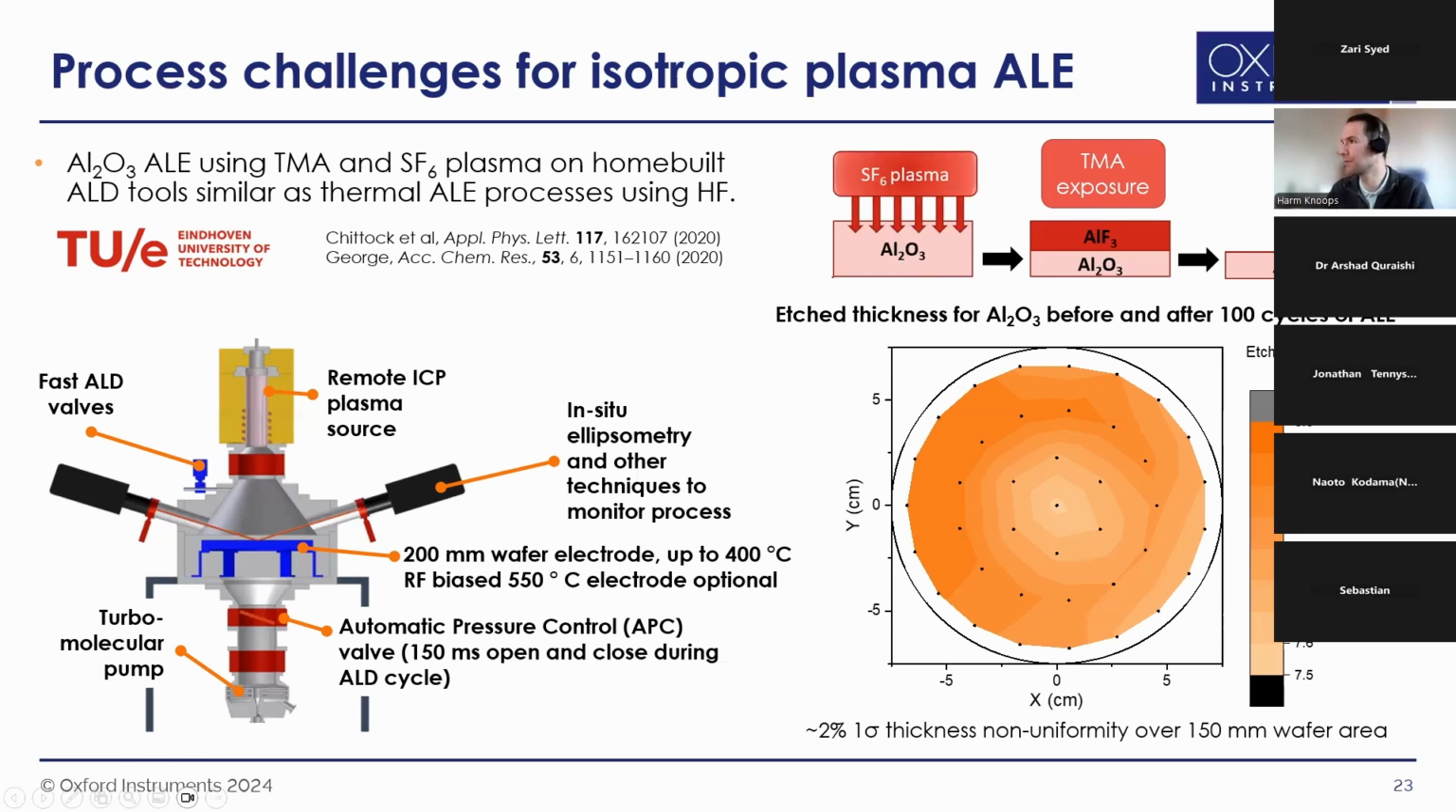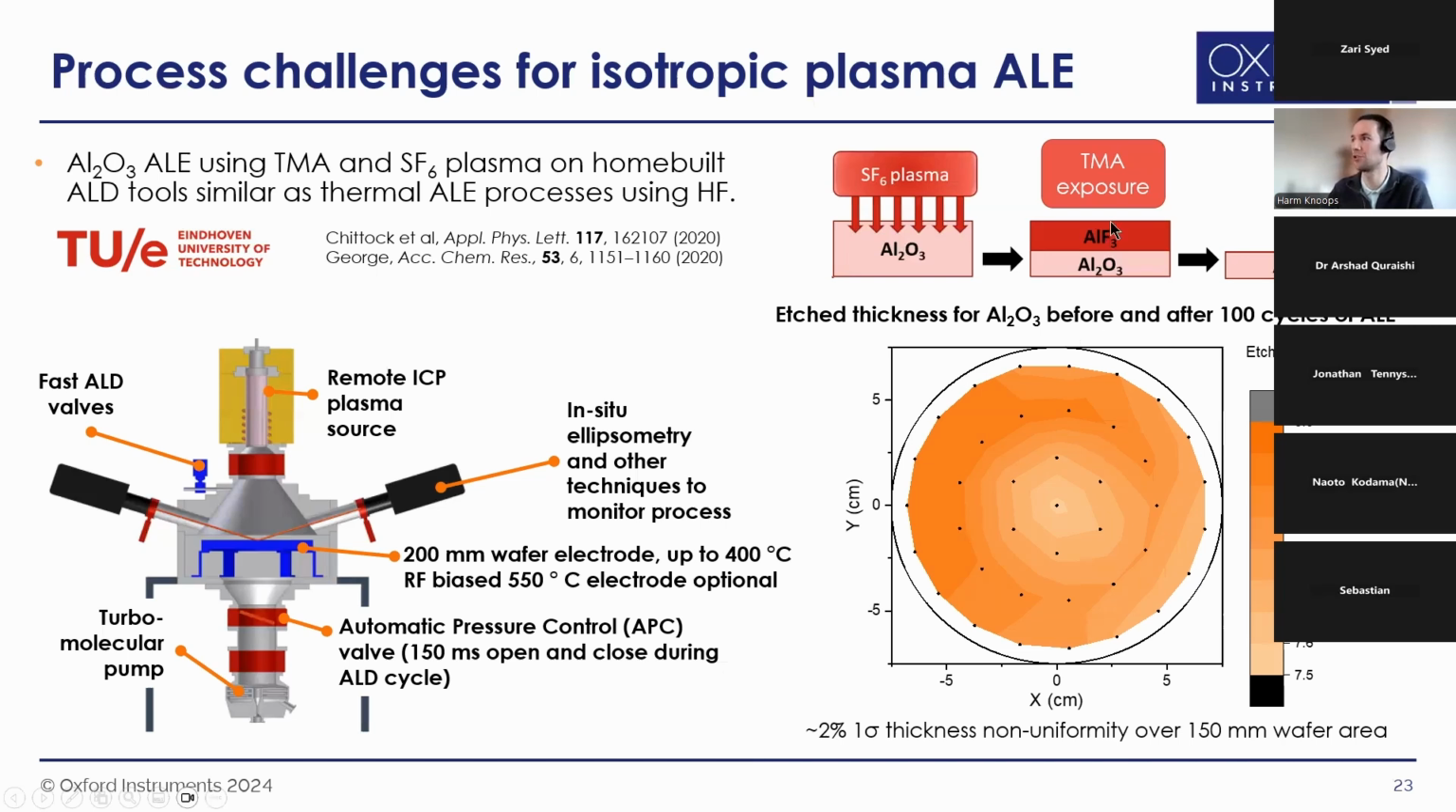And if we do that properly, then we can actually see that over this 150 millimeter wafer, with about 100 cycles, we get a quite nice and uniform etching of about 8 nanometers. So this is still work in development, but I think it is very promising.